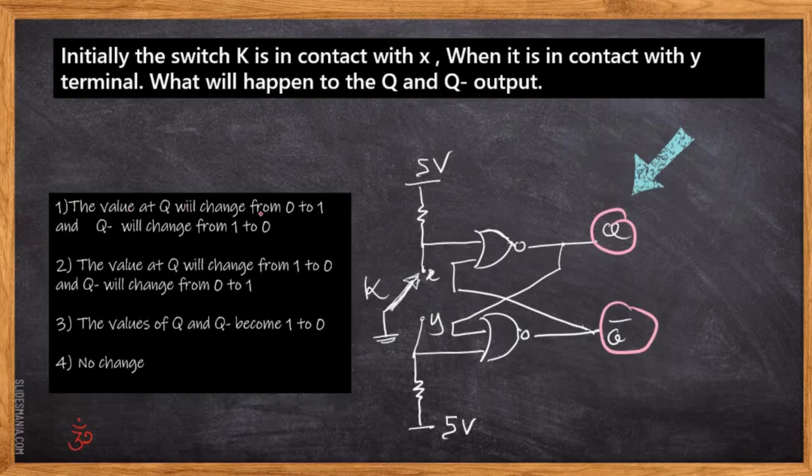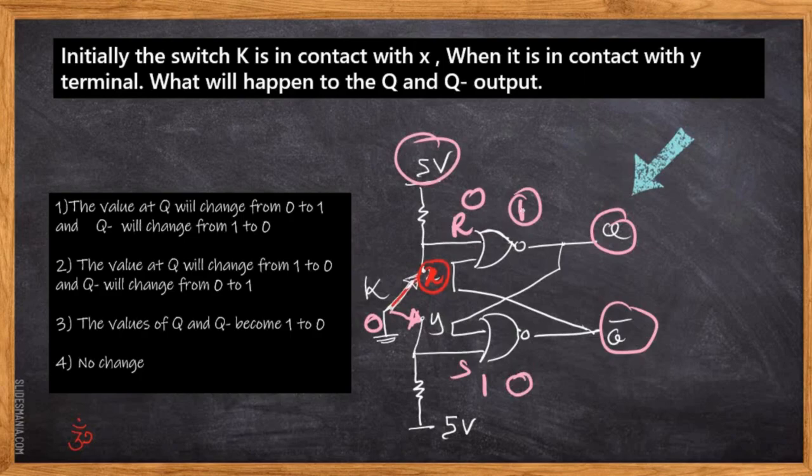The value at Q will change from 0 to 1 and Q bar to, yeah, right. Let's see. K initially was 0, right? X is connected to the ground value. So here is reset, here is set. So reset was 0 and set was 1. Now they are telling when it is connected to the Y terminal, that means S becomes 0 and reset becomes 1. Here they are connecting it to 5 volt, but the logic level we consider it as 1, right? So reset becomes 1, set becomes 0.